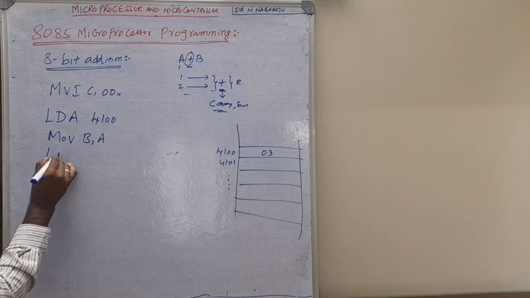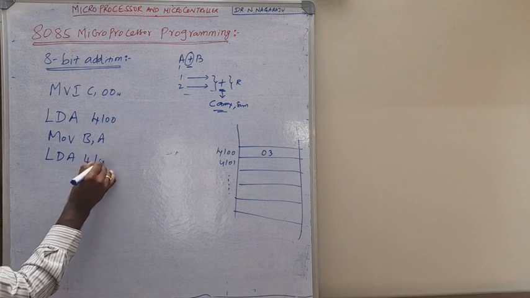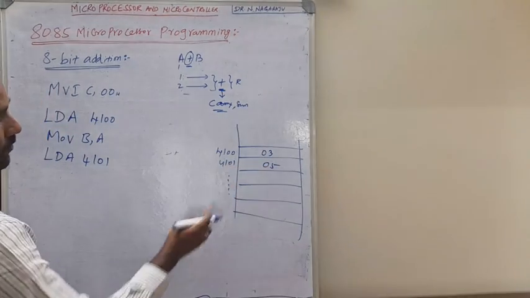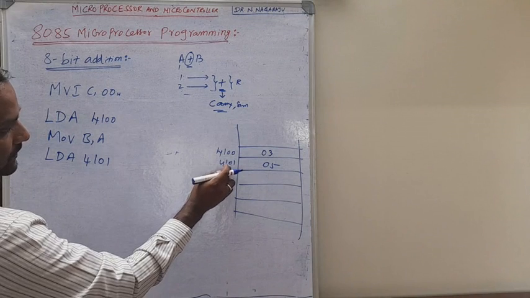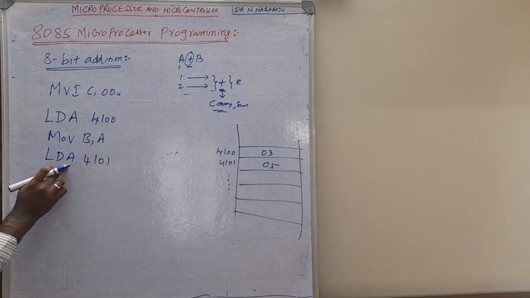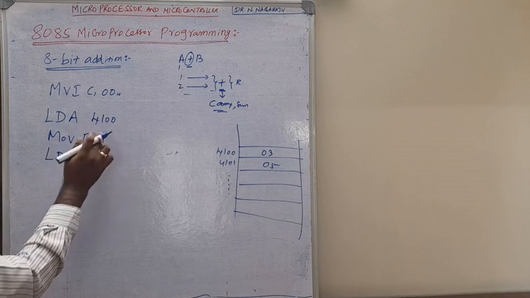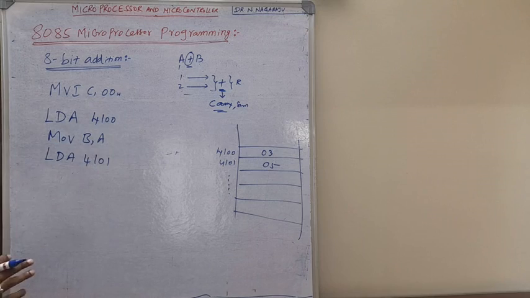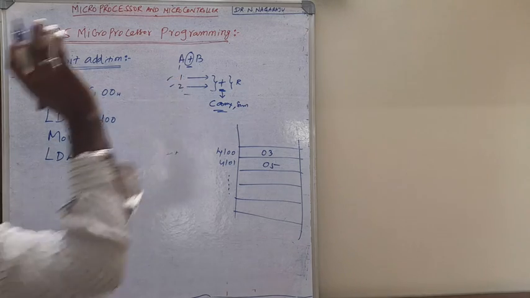Now LDA 4101. This indicates that whatever the second data is, I am assuming here 05, available in 4101, is loaded into the accumulator. Now the first data is available in the B register, and the second data is available in the A register. Now both data are ready.